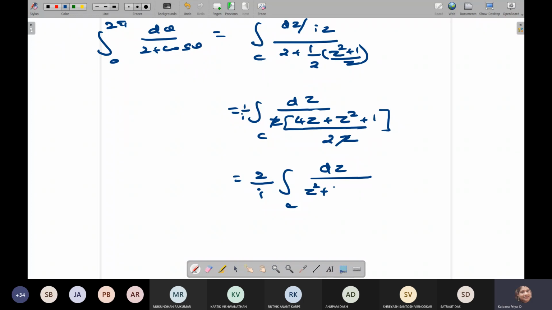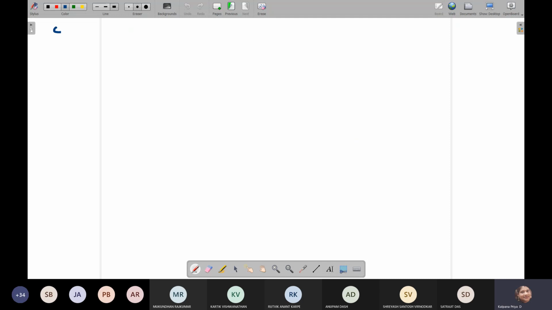Z square plus 4z plus 1. Right. Now we are going to evaluate this integral using Cauchy residue theorem. Just take this integral alone. This is equation 1. Let us take the integral over C dz by z square plus 4z plus 1. Now first, what is the contour here? Contour is a unit circle.